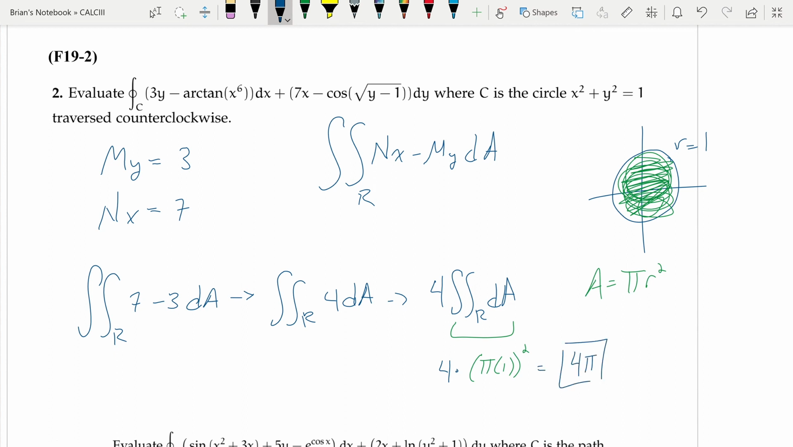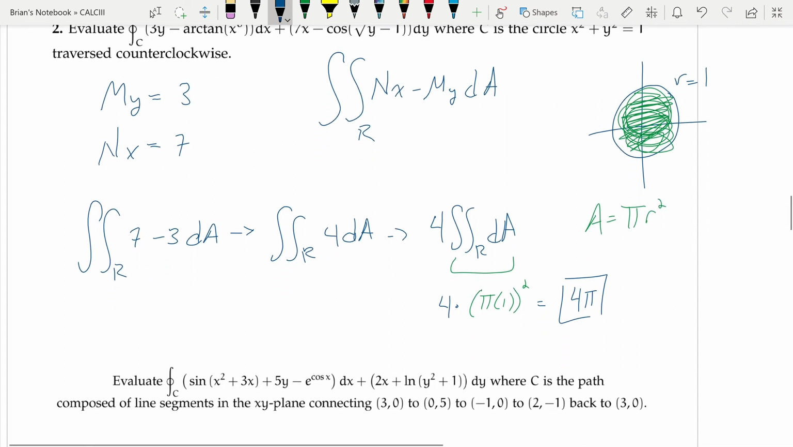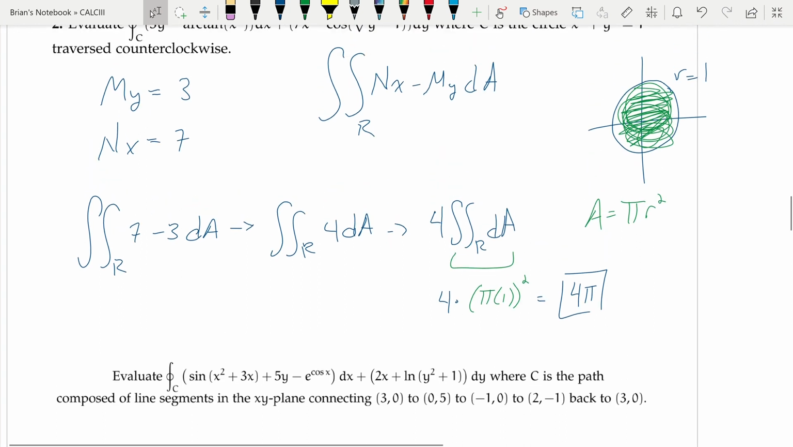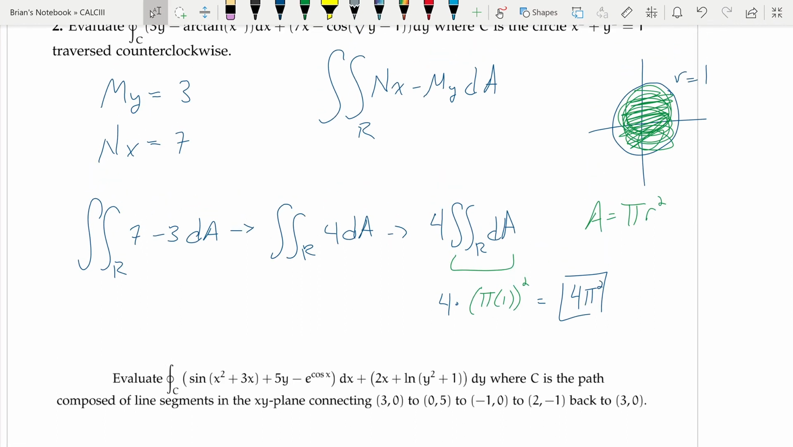Boom. So if you got that right, you probably went head first into the next problem. Oh, it should be 4 pi squared. Sorry, 4 pi squared. Yes. Oh, no. It should be pi r squared. I get my geometry screwed up. There we go. So it should just be 4 pi. All right, cool.